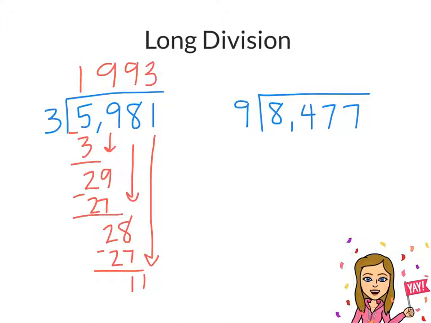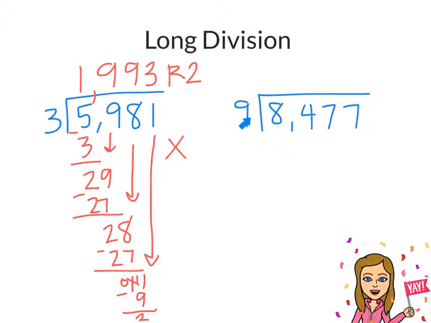3 times 3 is 9. So remember, when you subtract 11 minus 9, 2. There aren't any more numbers to bring down, so that means I'm left with a remainder 2. So the quotient is 1,993, remainder 2. Let's try the next one.